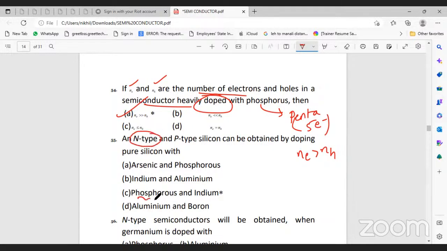N-type semiconductor is doped with phosphorus. P-type should be doped with indium. Arsenic and phosphorus both are pentavalent. Indium and aluminum both are trivalent. Aluminum and boron are also both trivalent. But in order to get an N-type, it should be doped with pentavalent elements. P-type should be doped with a trivalent. So to get N-type semiconductor, it should be doped with phosphorus, that is pentavalent. And to get a P-type semiconductor, it should be doped with a trivalent.